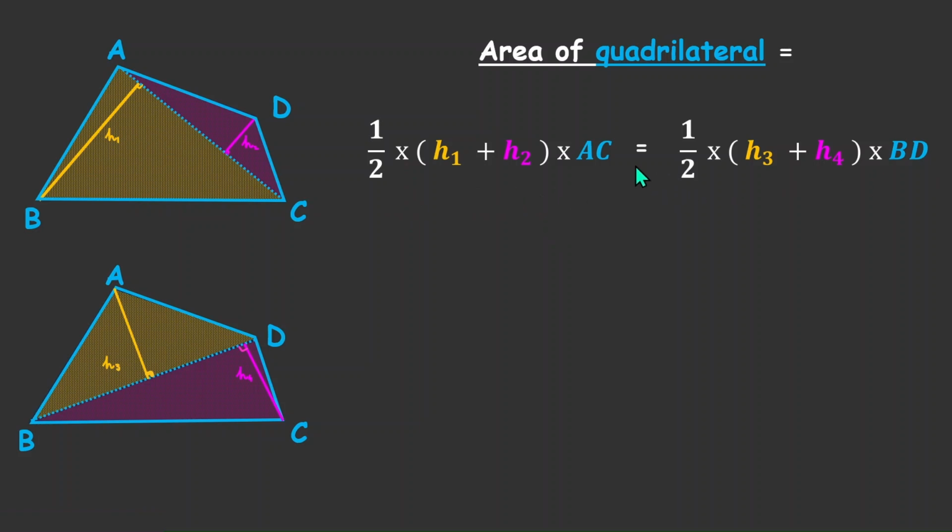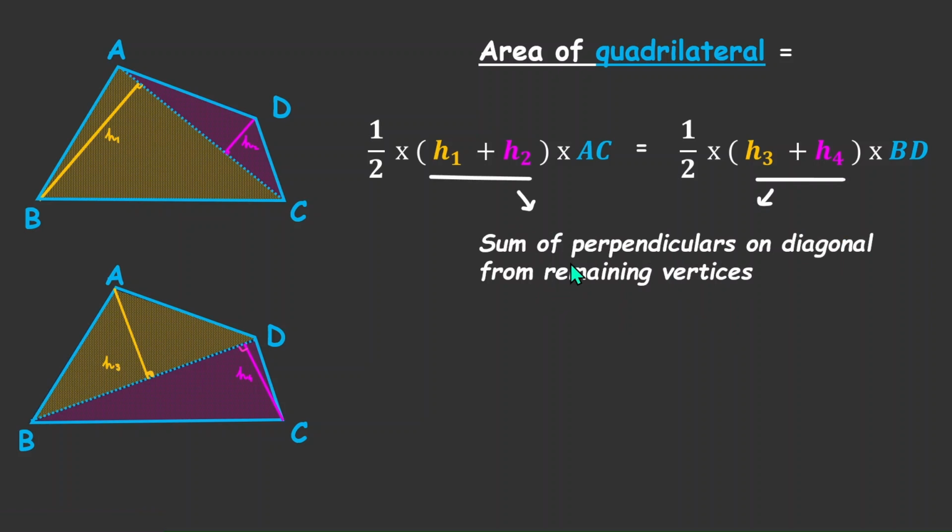But one thing you have to note here: H1, H2 and H3, H4 have a similarity. Why? Because both of them are just the sum of perpendiculars on the diagonal from the remaining vertices. So in the first quadrilateral, we take AC as a diagonal, so our summation is of the perpendiculars from the other vertices to this diagonal. Again, in the second quadrilateral, we took the diagonal as BD, so the summation is of the perpendiculars dropped from the remaining vertices.